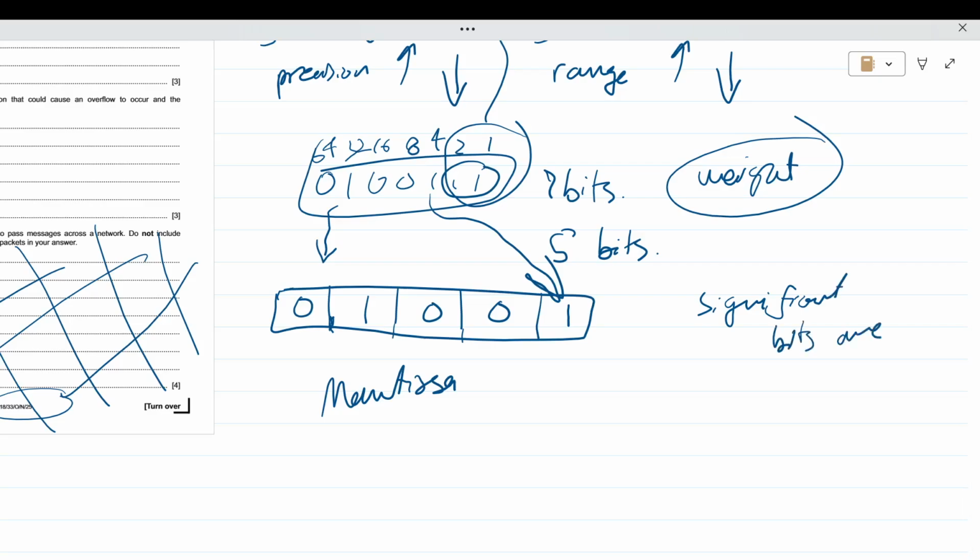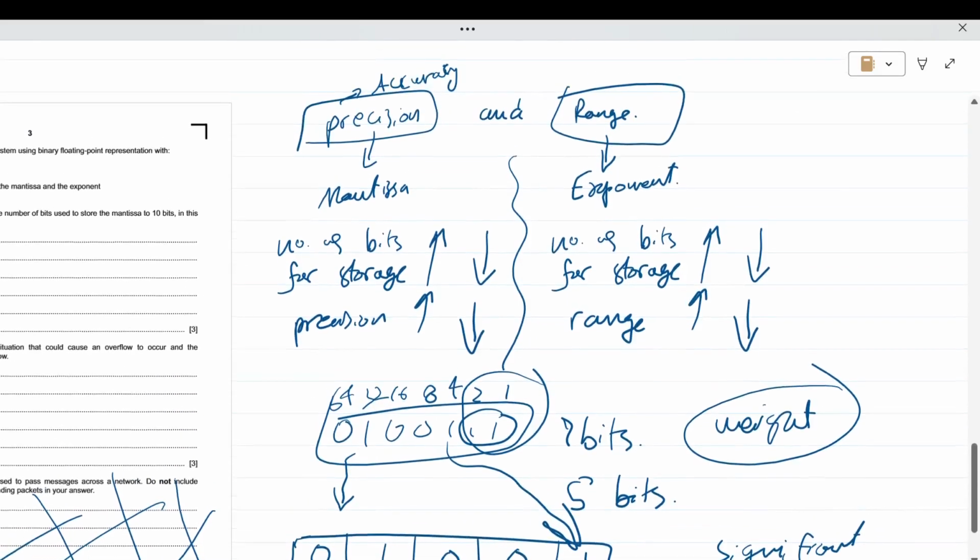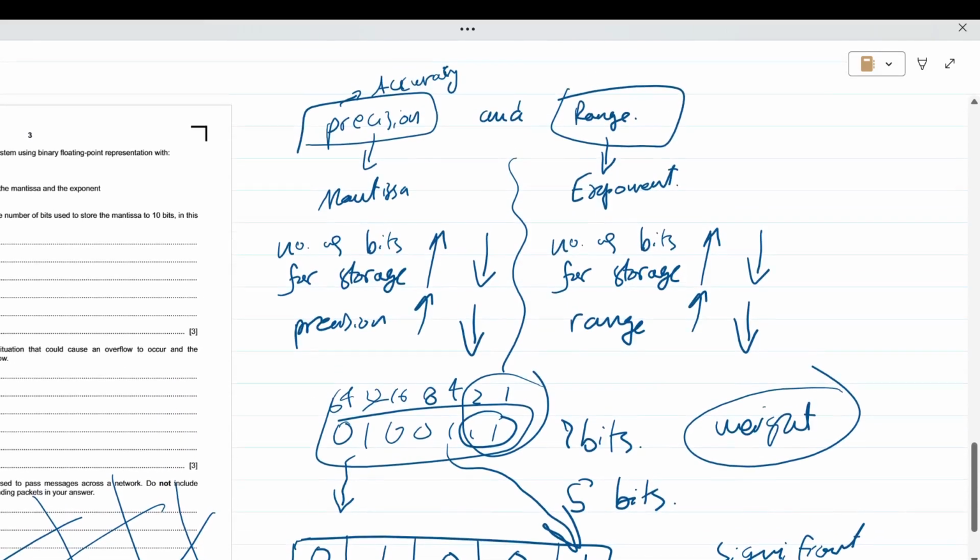Significant bits are lost, right? So if the exam question asks you what is the impact on the number being stored if the number of bits used for storing the mantissa decreases, you would say the precision decreases. If they talk about the exponent, you would say that the range decreases. If they talk about increasing the storage, well, then the range would also increase, the precision would also increase.